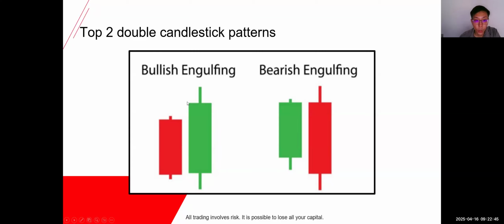All right, bullish engulfing, right? What we need is a smaller red candle and then a big green candle. Okay, then for bearish engulfing, it is a smaller green candle and a big red candle. These are bullish engulfing and bearish engulfing candles. This is the one that I really love.